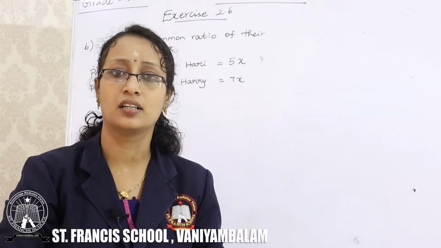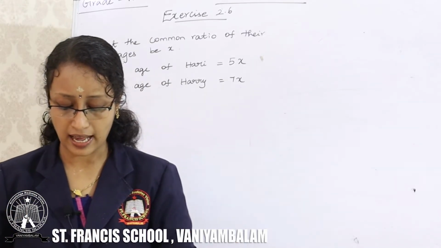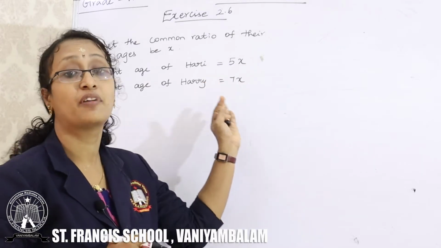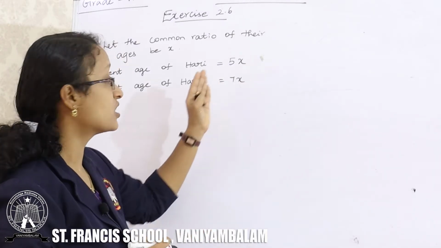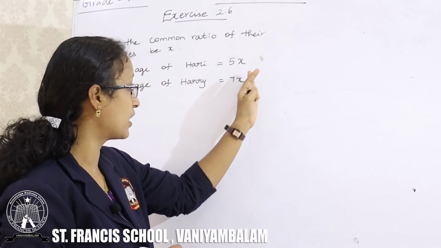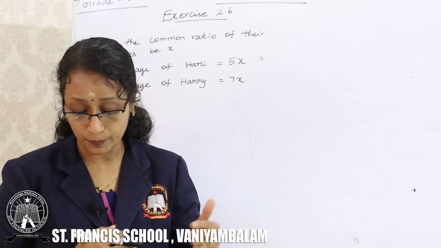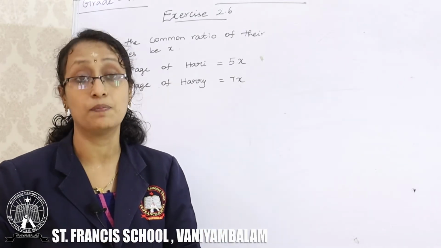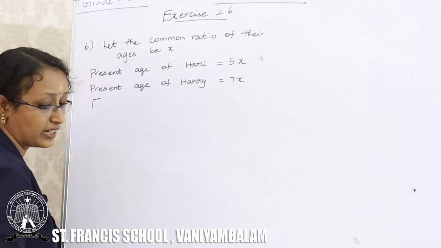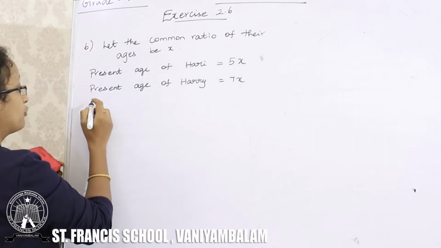It is given in the problem that the ratio of Hari and Harry's ages is 5:7. That is, the ages are not 5 and 7. The present ages are 5x and 7x. Common ratio you can take as x. So 5x and 7x. Next, it is given 4 years from now, the ratio of their ages will be 3:4. So 4 years from now means after 4 years.